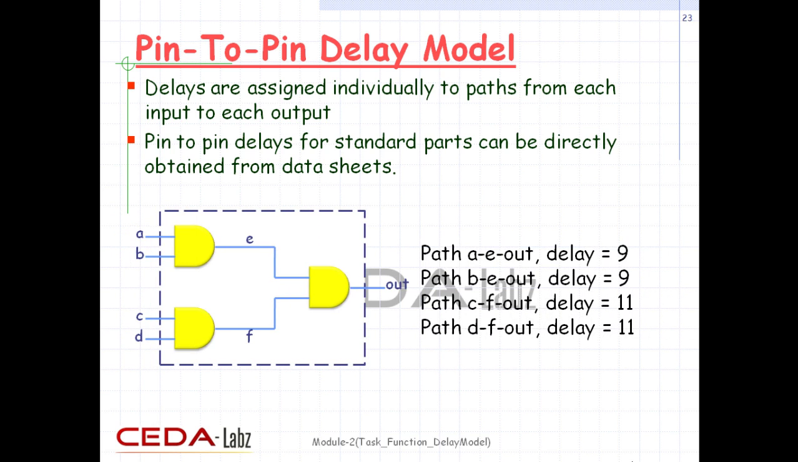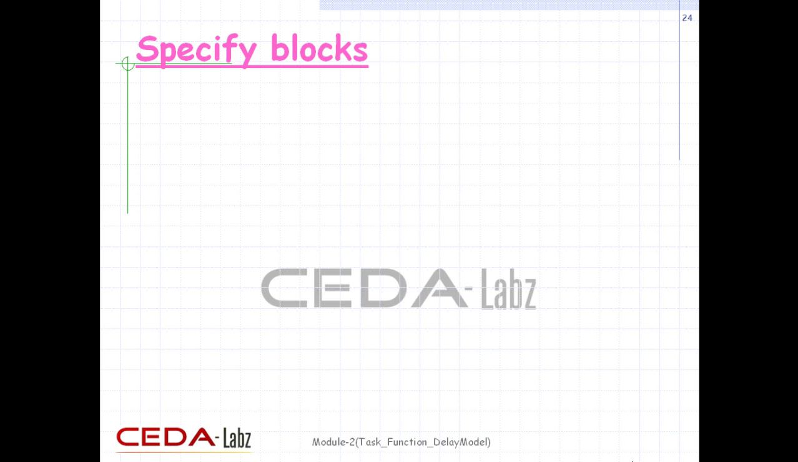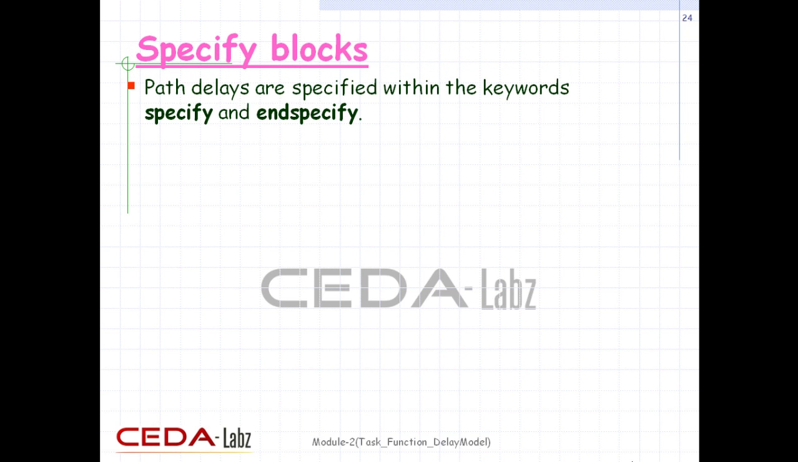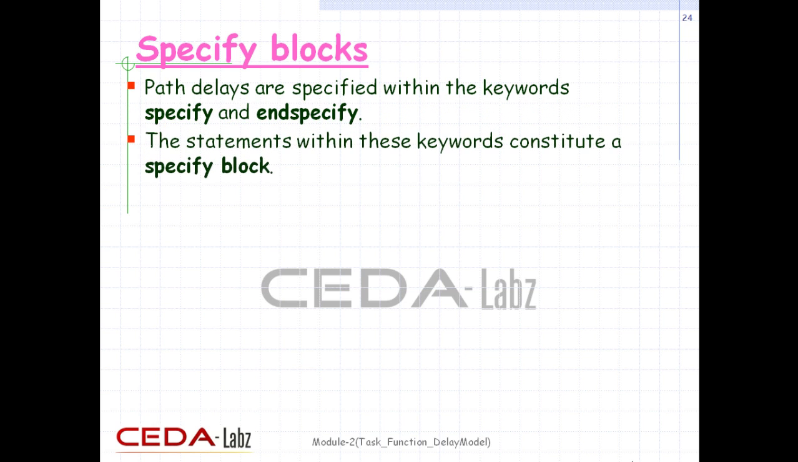We take the same example and compute the pin-to-pin delays for each input or output path. Pin-to-pin delays for standard parts can be directly obtained from databooks. Pin-to-pin delays are also known as path delays. Path delays are assigned in Verilog within the keywords specify and endspecify. The statements within these keywords constitute a specify block.